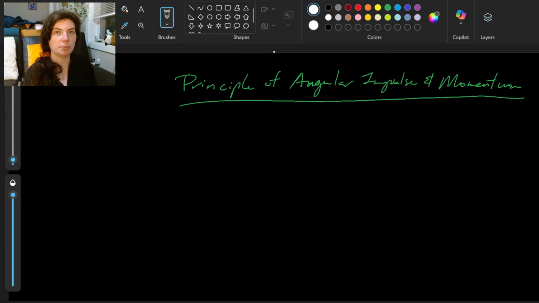So we've talked about a principle of impulse and momentum. Now we've talked about angular momentum. Well, we can combine those two ideas with our principle of angular impulse and momentum.